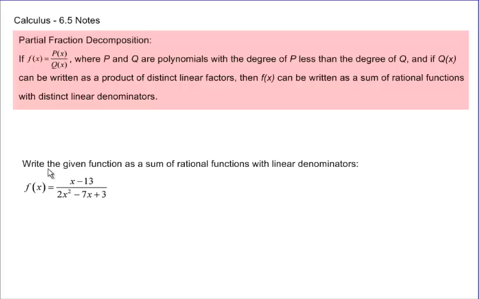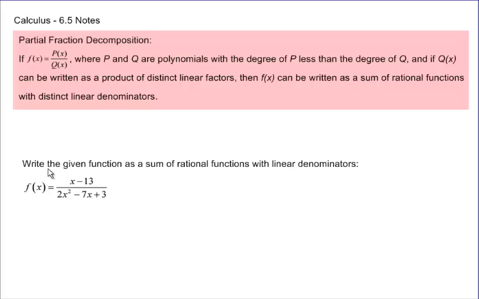You'll catch it. Okay, so if f of x is equal to the rational expression p of x over q of x, where p and q are polynomials, the degree of p is less than the degree of q, so the top degree is less than the bottom degree. And as long as q can be written as a product of distinct linear factors, in other words, q can be factored out, then f of x can be written as a sum of rational functions with distinct or unique or different linear denominators. So write the given function as a sum of rational functions with linear denominators.